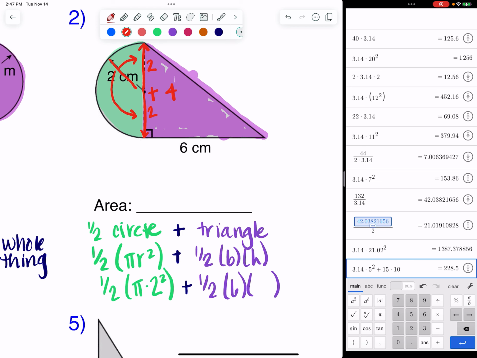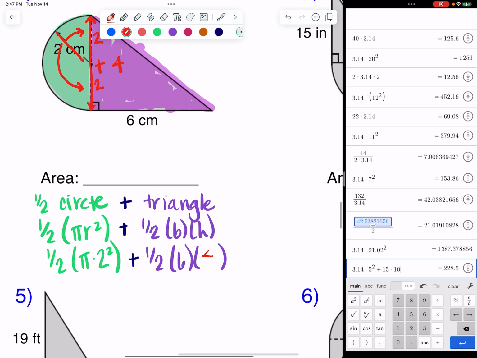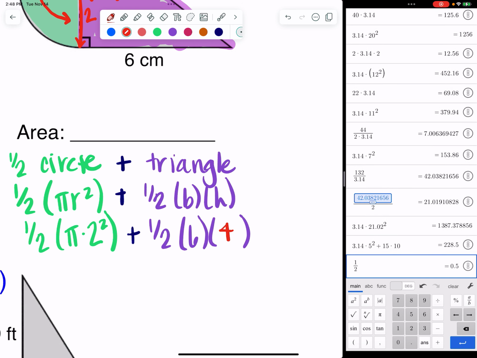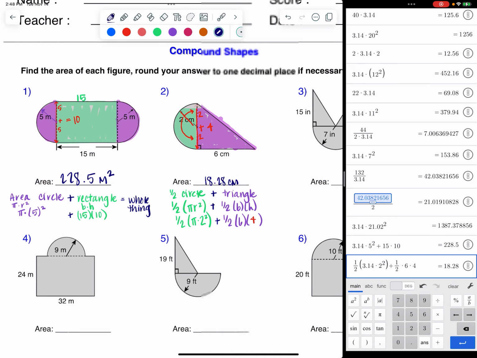So my base is 6, the height is 4. Y'all, don't play with this. Go put it in Desmos. So we have 1/2 times 3.14 times 2 squared plus 1/2 times 6 times 4. So my total area is 18.28 centimeters.